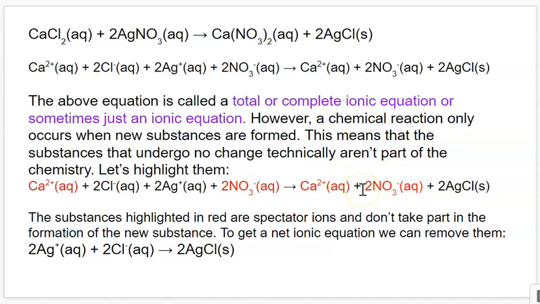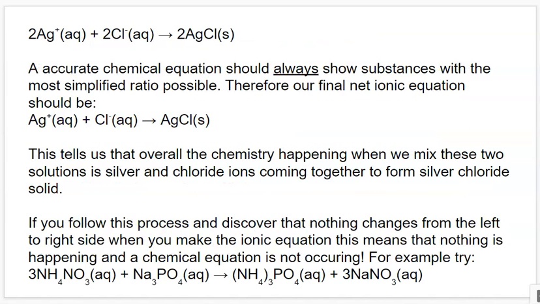These are the ones that are just in solution, not contributing to the chemistry. We can delete these, and then we'll be left with the equation 2Ag plus 2Cl minus, making 2 AgCl. And this gets us closer to our net ionic equation. However, we're not quite there yet for one simple reason.